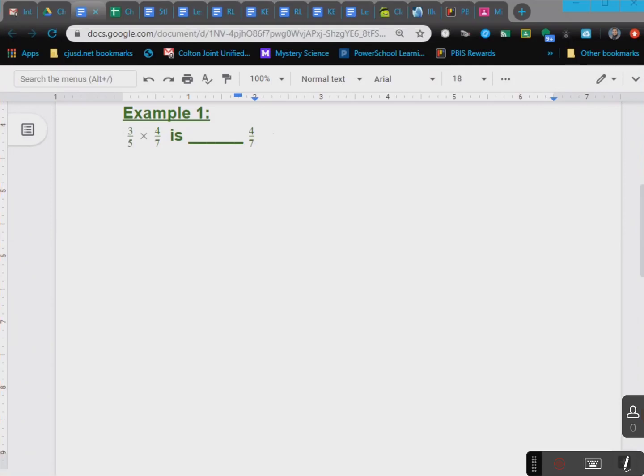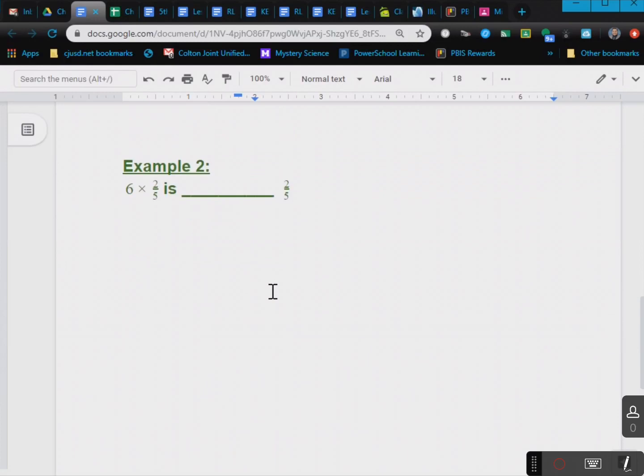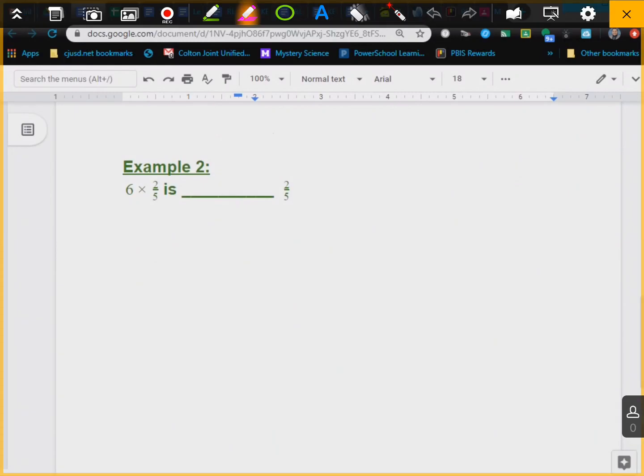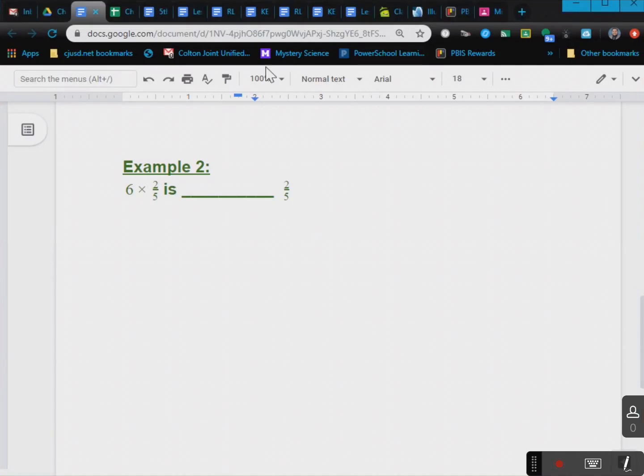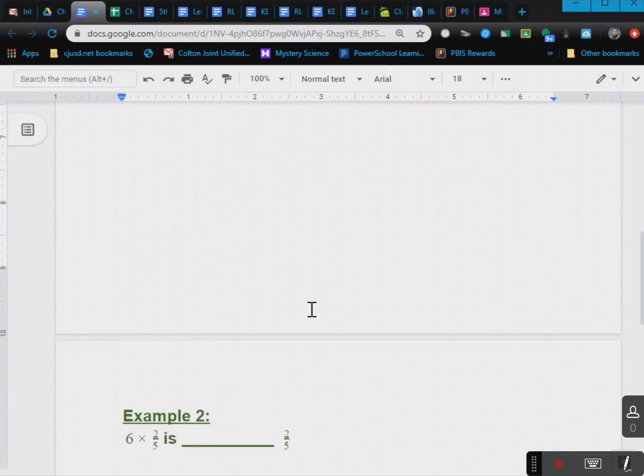Okay, let's go ahead and do example number 2. It says 6 times 2/5 is blank to 2/5. And the other thing, actually, before we continue, with number 1, since you're multiplying a fraction with another fraction, something less than 1, it's most likely going to be smaller. Well, it's going to be smaller than 1. So since you're multiplying this fraction by another fraction, it's going to be smaller than if you just multiplied this fraction by 1. So that's kind of how you already knew that it was going to be less than. Okay? So that's a big indication.